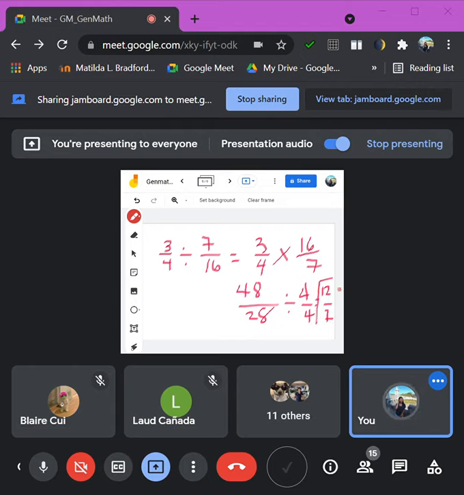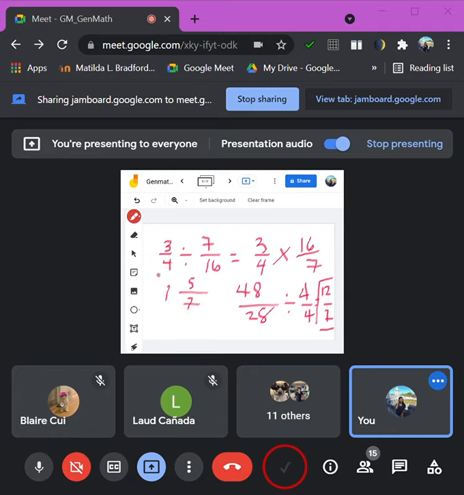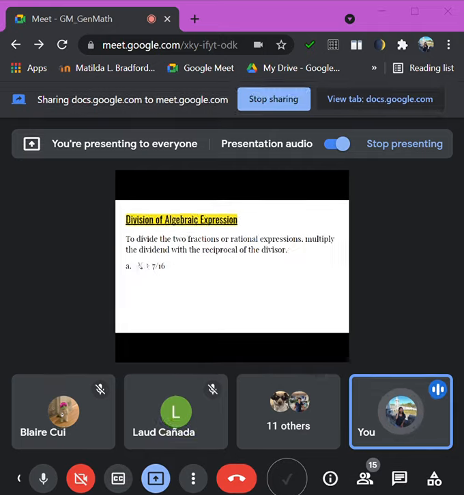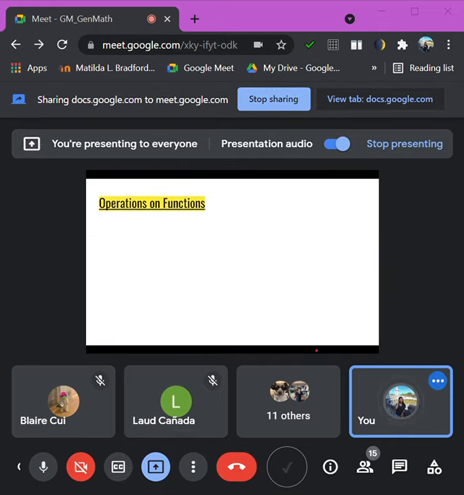So this one is not yet the final answer because it can still be changed into a mixed number. 1 and 5 over 7. Okay, that is 1 and 5 over 7. Okay, so we went back to my discussion in my class, my grade 6, division of fractions. Now this time, we are going to have our operations on functions. But by the way, do you have any questions on that review? Did you understand or recall it?